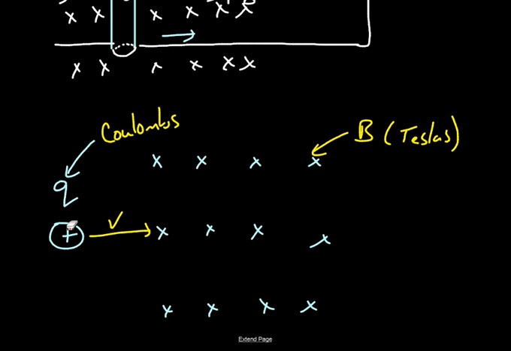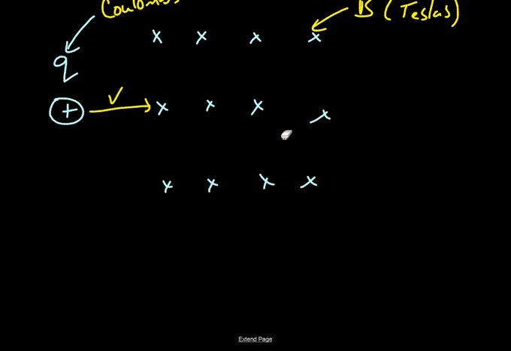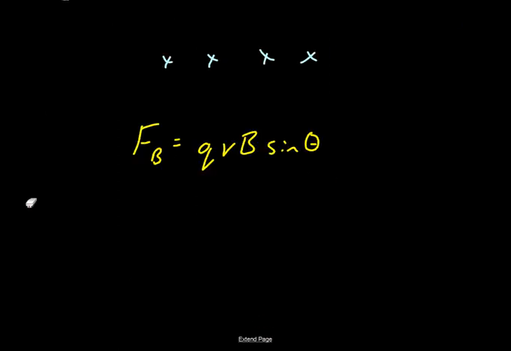And again, we have this sine rule, so it depends at what angle to the field we're flowing here. You get this other little handy guy here, F equals QVB sine theta, because only the amount of velocity that is at a right angle to the field experiences this force.